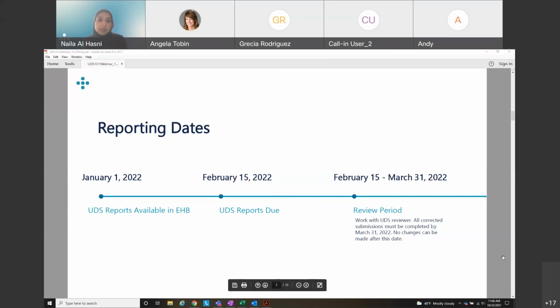The data is analyzed on an individual health center or health center lookalike level, at a state level, and at a national level. And then once all the changes have been made, no changes can be made after March 31st.